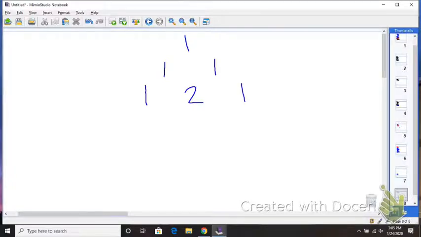Shh, no blurting out. The next one is 1, 3, 3, 1. Okay, now without blurting out, raise your hand if you think you know the pattern. I'll give you some hints. The pattern involves a little math. It's not just counting. So, the next row is not 1, 4, 4, 4, 1.